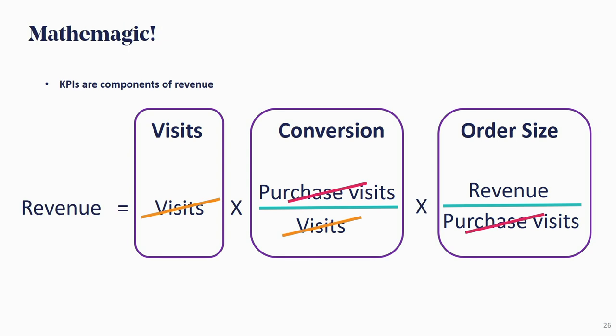These are important KPIs because they literally make up revenue. If you cancel out the numerators and the denominators, what we're seeing is revenue equals revenue. That's why these KPIs are key performance indicators. And this is a really simple view of it. It can get as complex as you want.